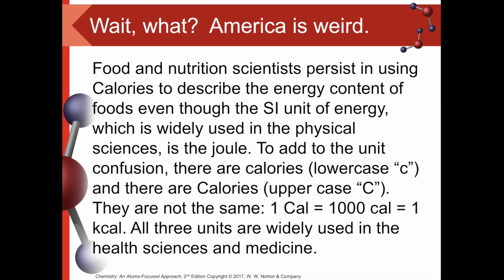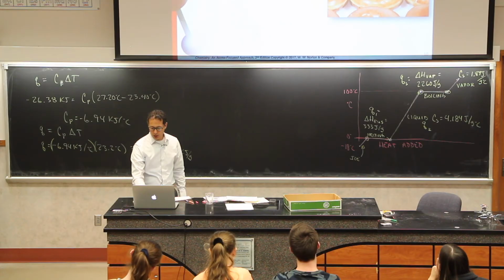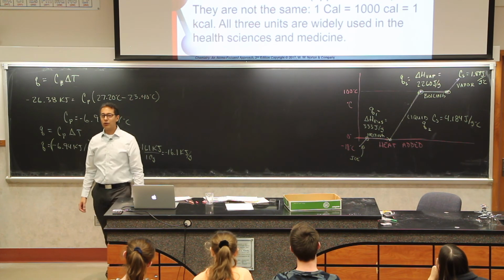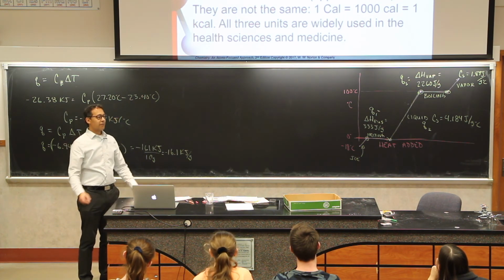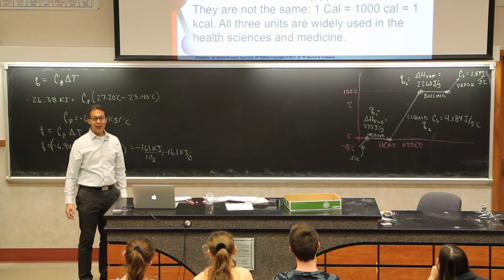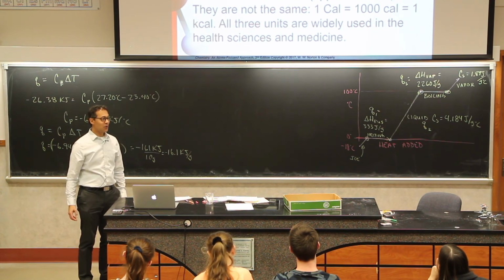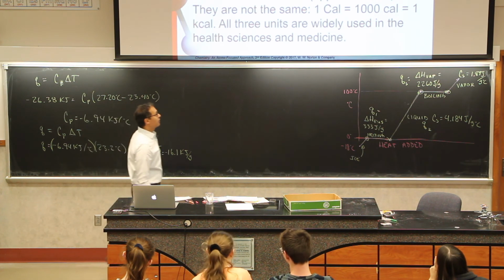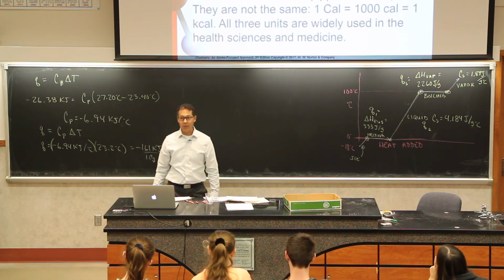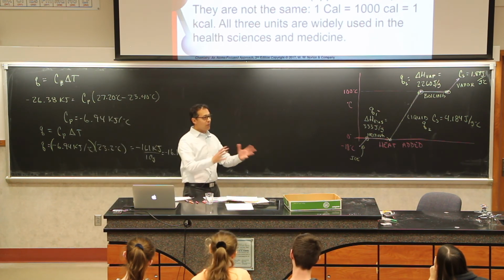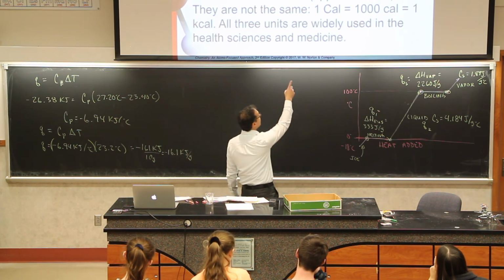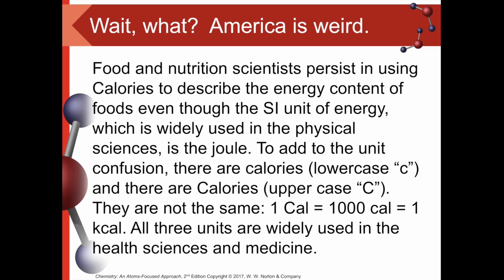That's all fine and good, except in the United States, we're just kind of weird in that we don't use joules to measure heat. We don't use joules to measure energy in our food. We use calories. The rest of the world uses joules. So in the United States, we measure energy in food in calories. But to make it even more complicated, we have normal calories, and then we have what we call kilocalories. We have calories with a big C and calories with a little c. Yes, because we're weird like this.